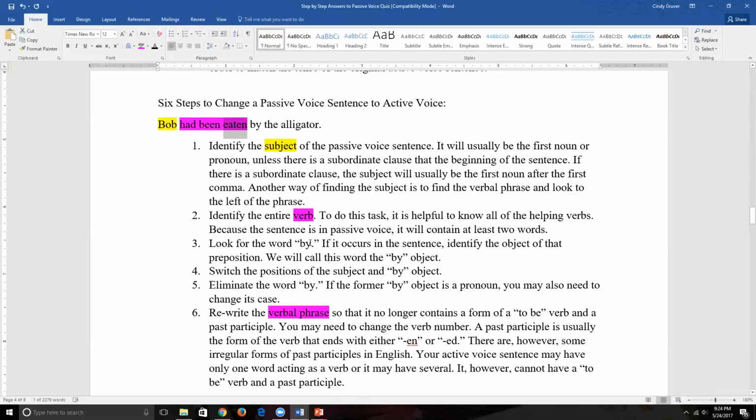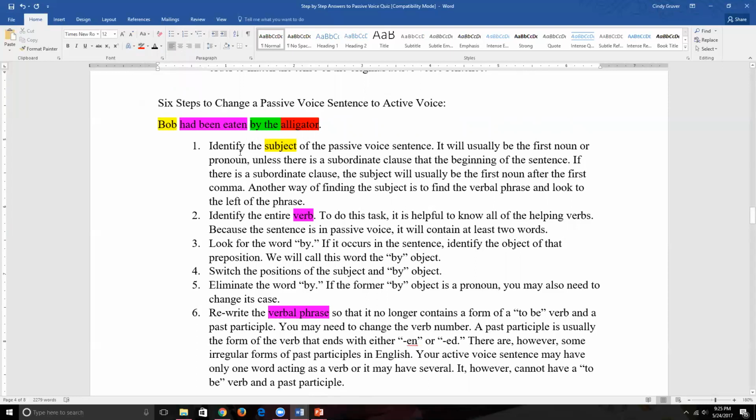The next thing we're going to do is look for a by phrase. Now we know that we don't have to have a by phrase in a sentence, but our particular sentence does have a by phrase. And we'll put that in green. So this is our whole prepositional phrase. This is our object of the preposition. I'm going to make that bright red.